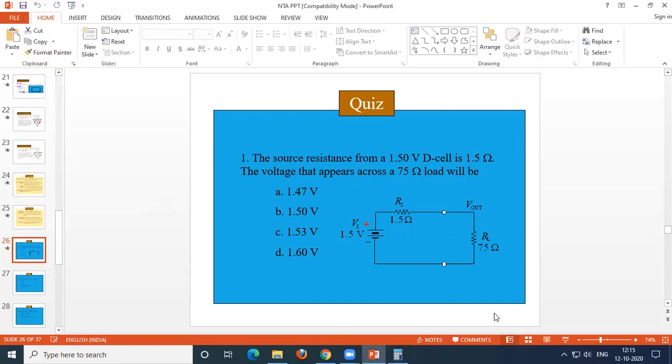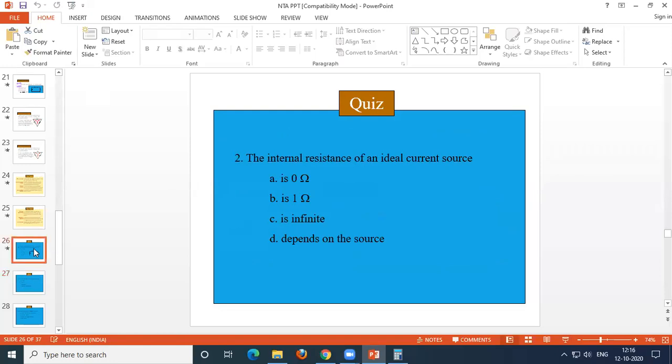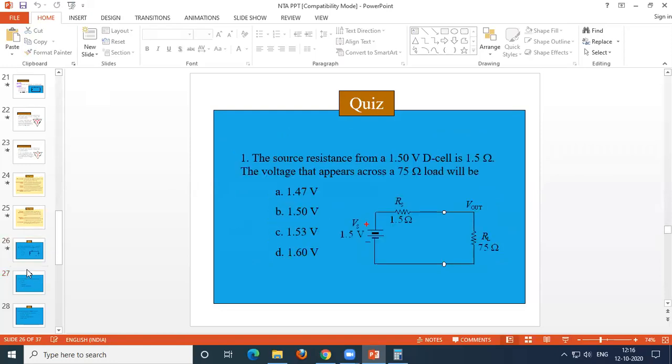Then the next quiz question: the internal resistance of an ideal current source. If it is a current source, the internal resistance of the ideal current source must be infinite. For this current source, the internal resistance must be infinite. The answer is C. So the first is A, the second is C.